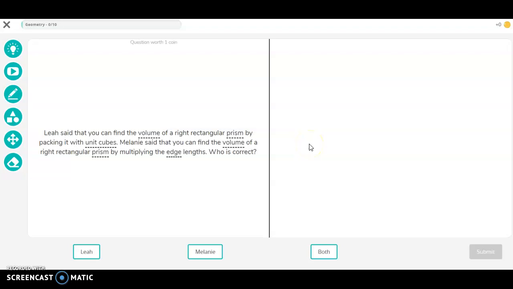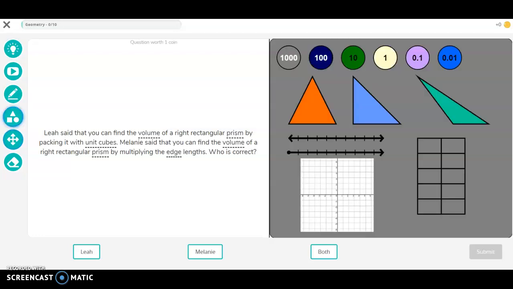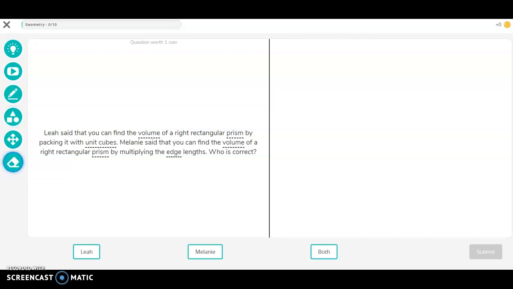All right, Leah said that you can find the volume of a right rectangular prism. All that means is we have a rectangular prism like a shoebox. Okay, I'm not an artist, please do not judge me. We have a rectangular prism like a shoebox, and it's right angles, so meaning they're all 90 degrees. That's what a rectangular prism is going to be.